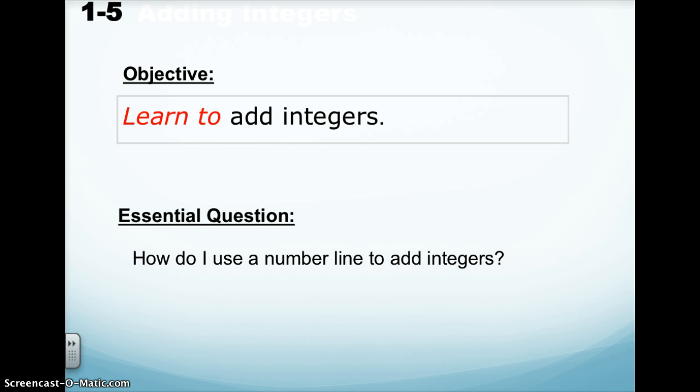Our objective for today, learn to add integers. Our essential question, how do I use a number line to add integers?